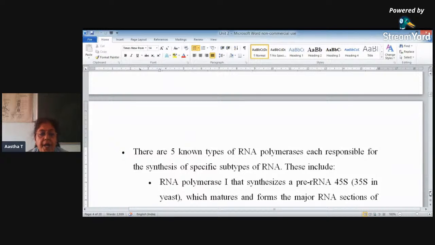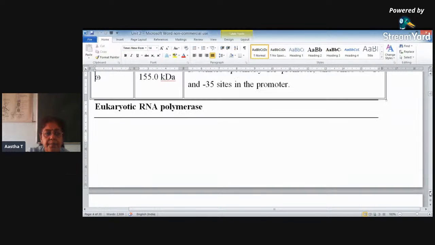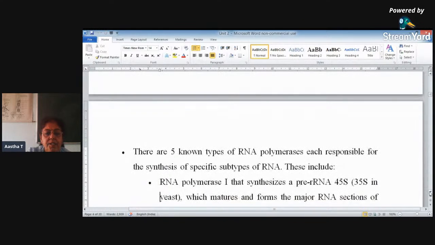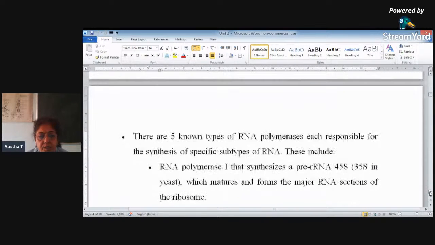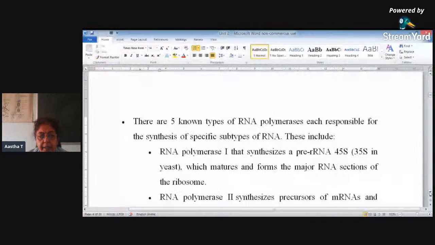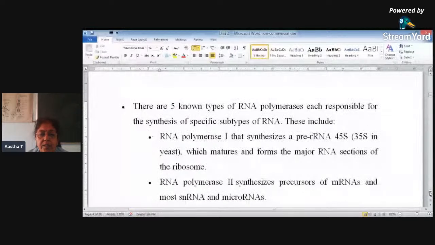There are 5 types of RNA polymerases in the case of eukaryotes, and each is responsible for the synthesis of a specific subtype of RNA. RNA polymerase 1 synthesizes pre-rRNA. So RNA polymerase 1 is involved in the synthesis of ribosomal RNA, and the pre-rRNA that is formed is 45S rRNA.